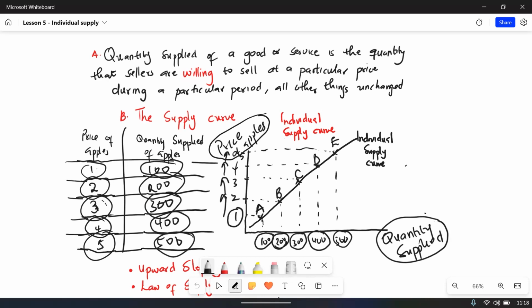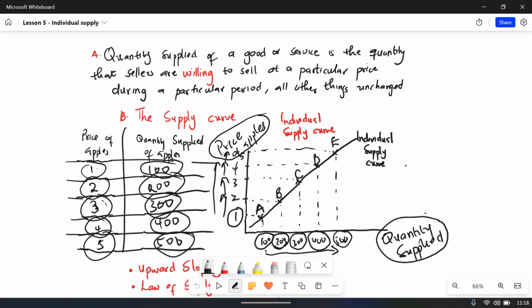Now, the supply curve shows the quantity that a seller is willing to sell at each price. You can see that as price increases, quantity supplied also increases. This means that the supply curve is upward sloping. What this means is that when prices are low, quantity supplied is also low. But as price increases, quantity supplied also increases.